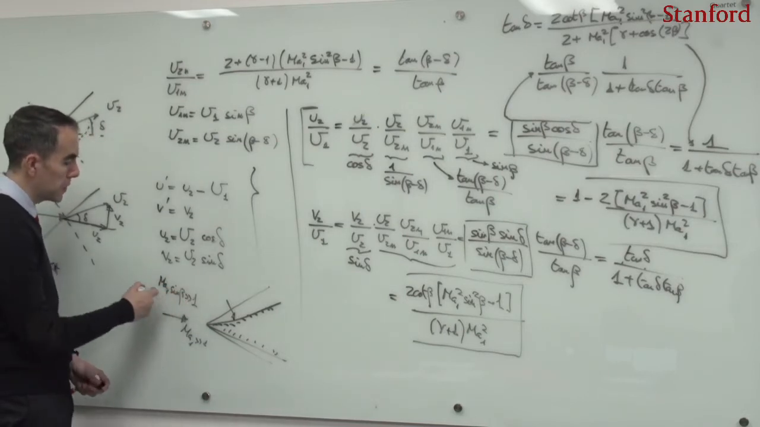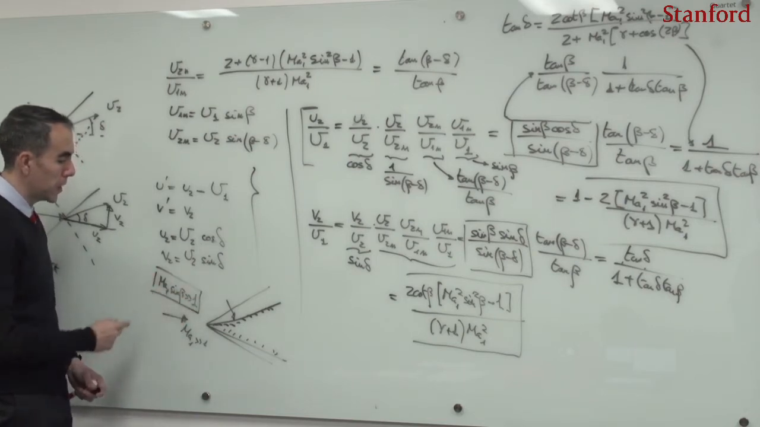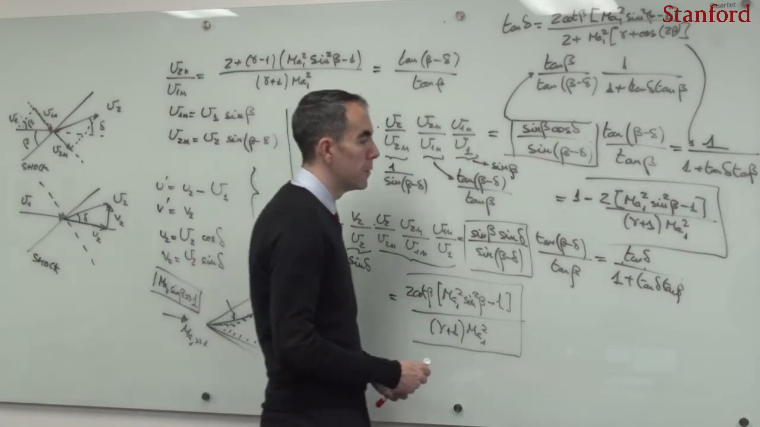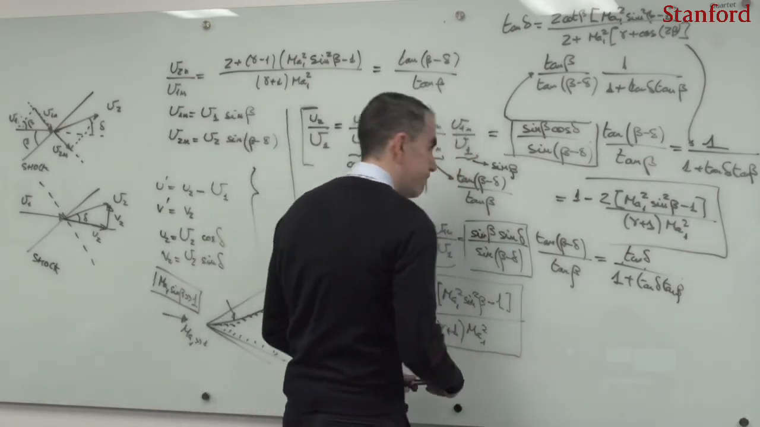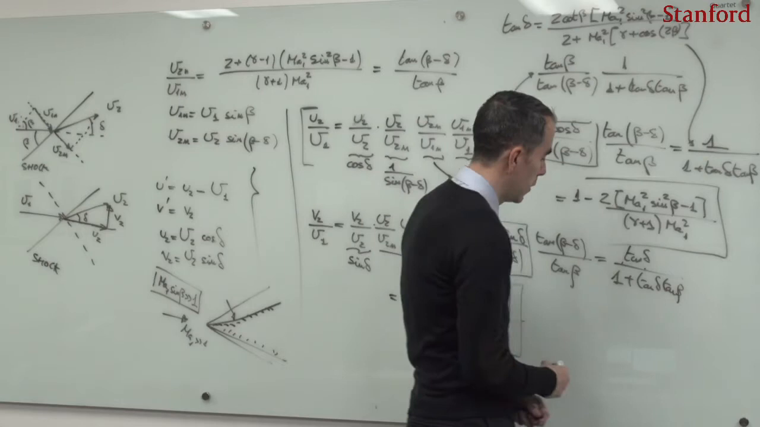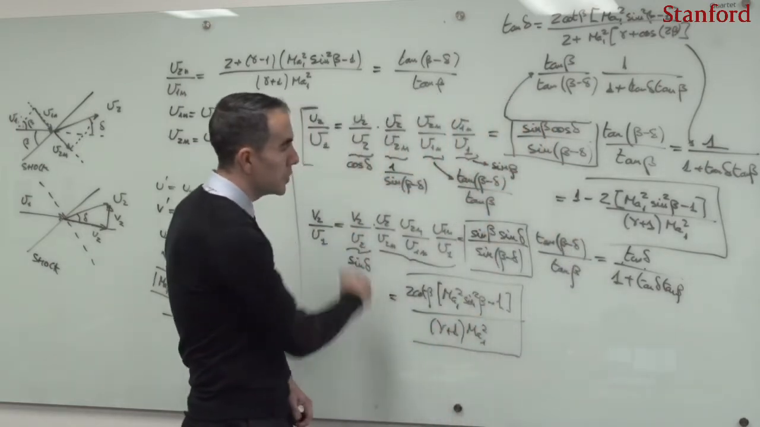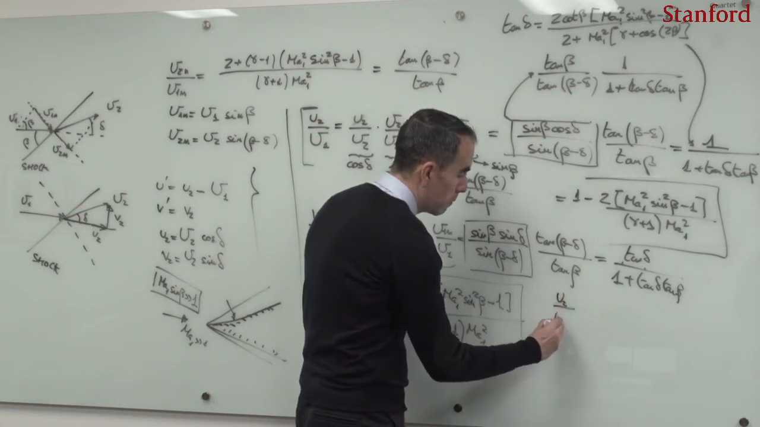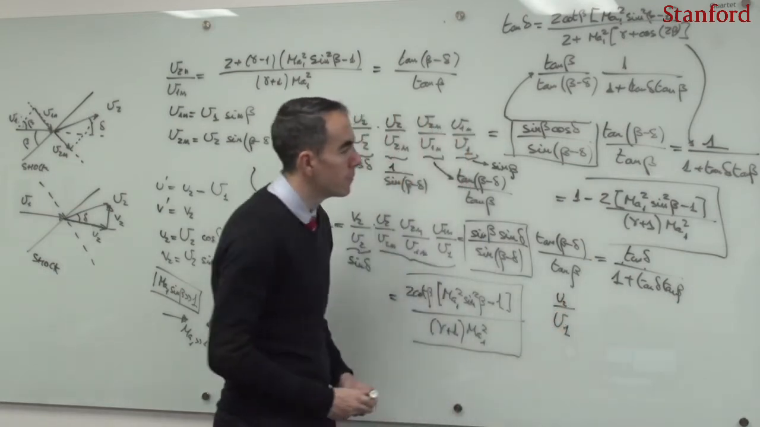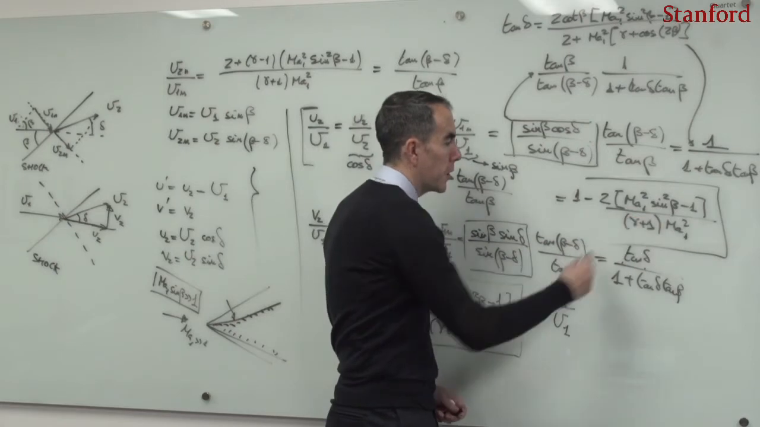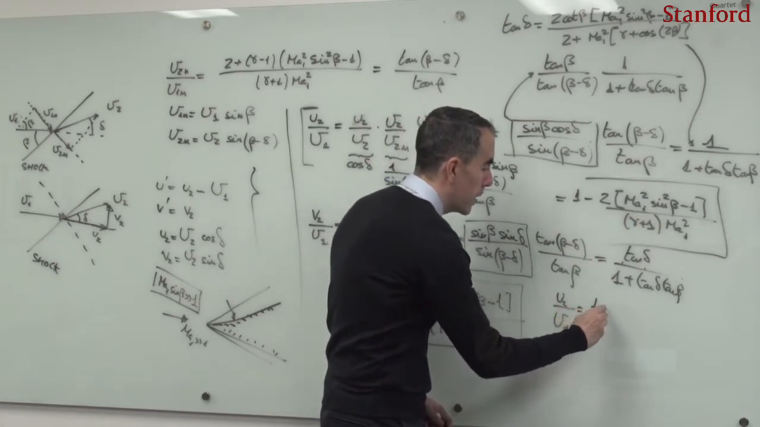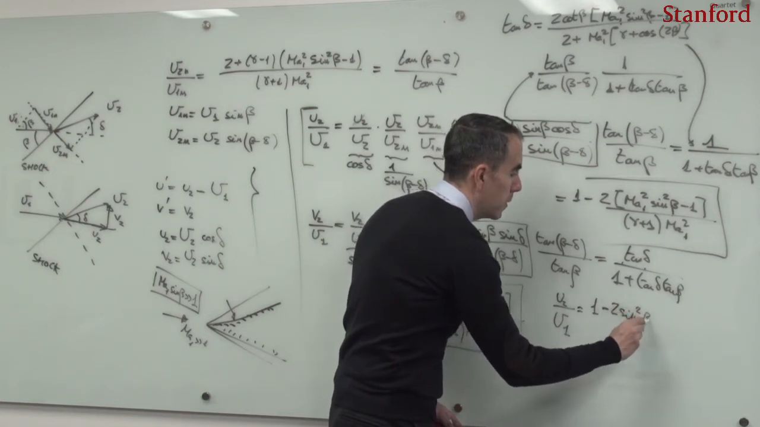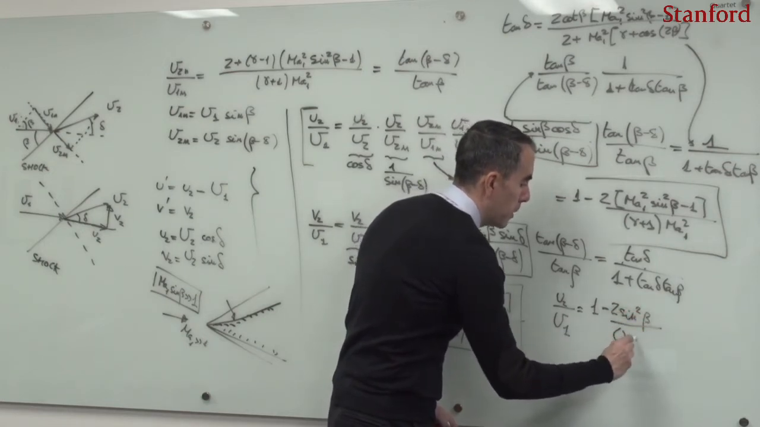So if one takes this hypersonic limit in these expressions for u and v, then one is going to obtain the following. For the horizontal velocity, one is going to obtain u2 divided by capital U1. I just need to take the limit here. This is going to be equal to 1 minus 2 multiplied by the sine squared of beta divided by gamma plus 1.